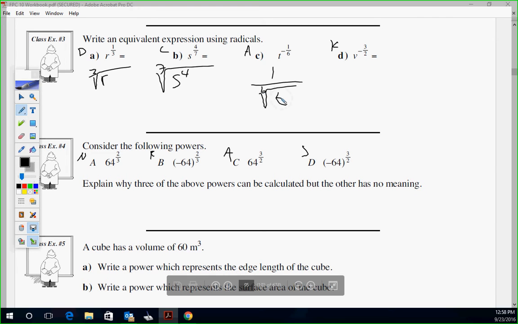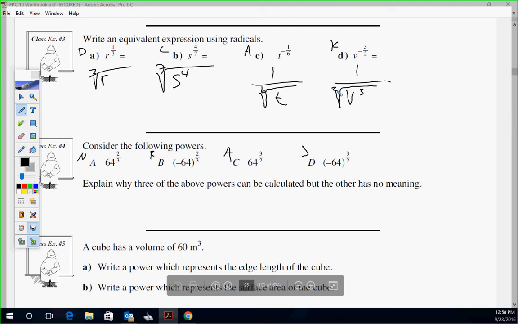6 root t. Okay, and then Caleb. 1 over v cubed. Oh, it'd be v cubed square root. Yeah. Okay. Good. All right, Noah, what was that solution there?